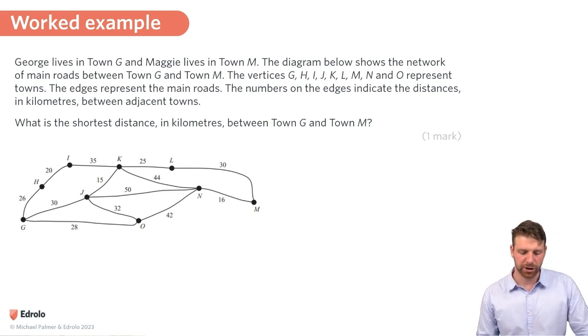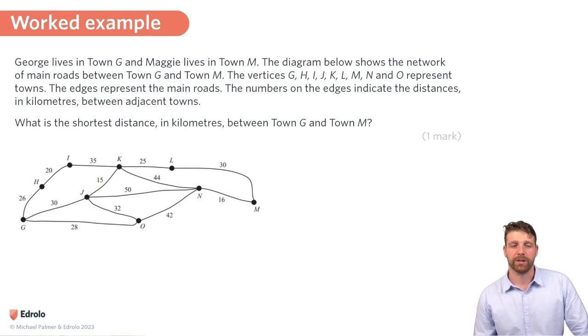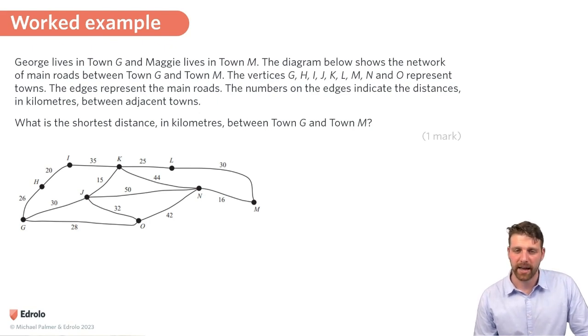It says, George lives in town G and Maggie lives in town M. The diagram below shows the network of main roads between town G and town M. The vertices G, H, I, J, K, L, M, N, and O represent towns. The edges represent the main roads. The numbers on the edges indicate the distances in kilometres between adjacent towns. What is the shortest distance in kilometres between town G and town M?